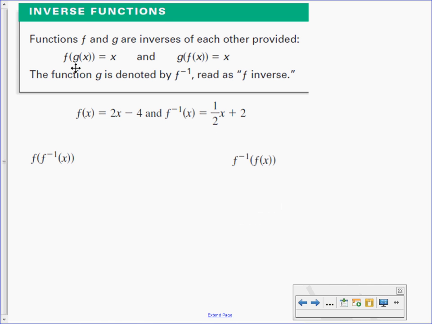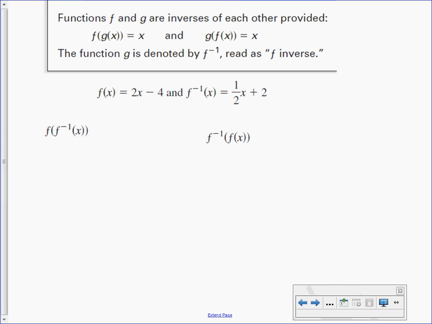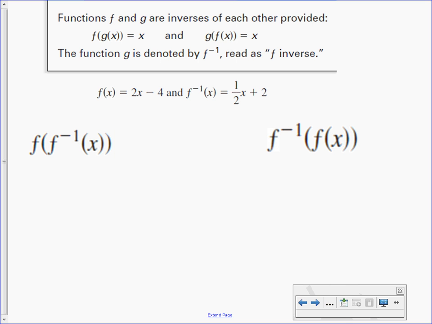In order to tell if something is an inverse, there's a lot of writing here for something that's very simple to understand. In order to tell if something is an inverse, or verify that something is an inverse, take the original equation and the given inverse, substitute one into the other, and the other back into the other. If you get the same answer, and that answer is x, they're inverses.